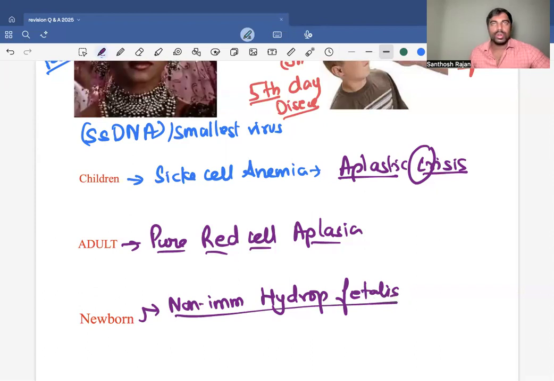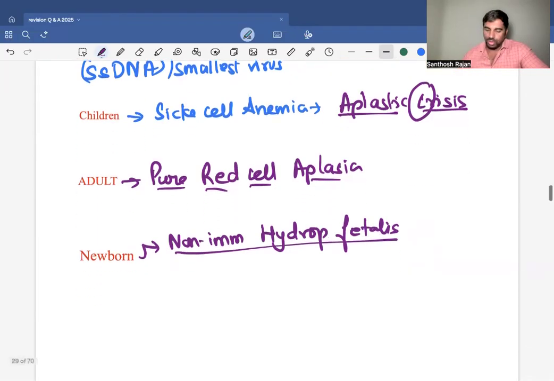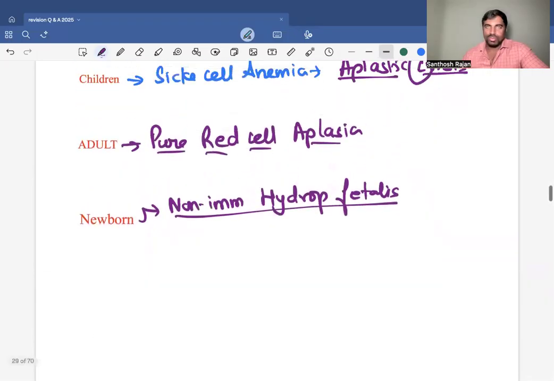Not the regular hydrops fetalis. Regular, immune hydrops fetalis is caused by Rh incompatibility. Here we're talking about non-immune. Non-immune means you always think about parvo. Okay, right, so this much only. This is for your notes.